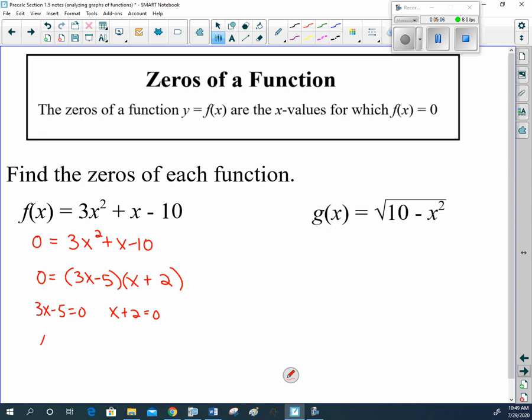So my answer is, some of you are probably doing this mentally. You probably could just look at the parentheses and get the answer, and that's great. So x equals 5/3 or -2.